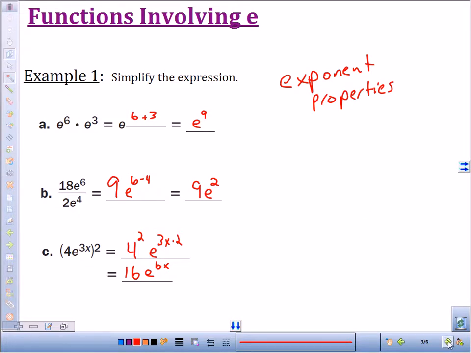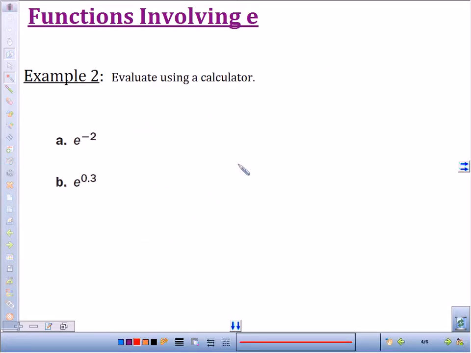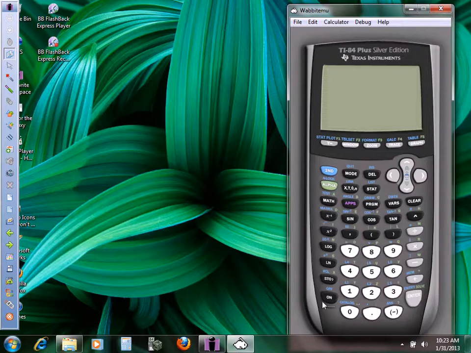Other things that we might need to do with e is to actually evaluate it. Now, of course, we're not going to be evaluating values of e by hand. We're going to be using the calculator. And fortunately for us, the calculator makes life easy when we're talking about e. So we want to find the value of e to the negative second. We go to our calculator.